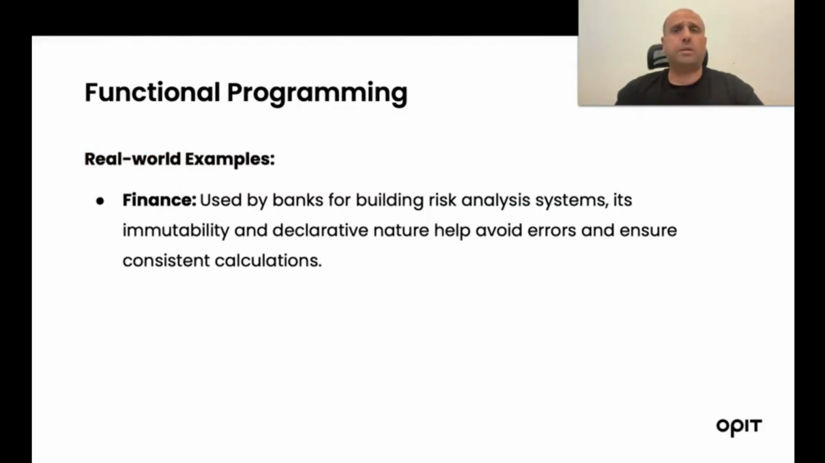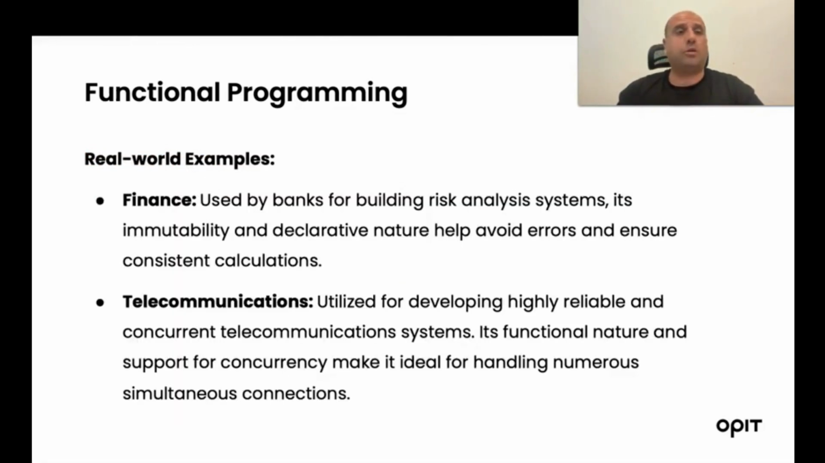Some real-world examples we have in finance and in telecom. In finance, it's used by banks for building risk analysis systems because it has an immutable and declarative nature, which helps avoid errors and ensure consistent calculation. In telecommunication, it's utilized to develop highly reliable and concurrent communication systems. Its functional nature and support for concurrency make it ideal for handling numerous simultaneous connections.